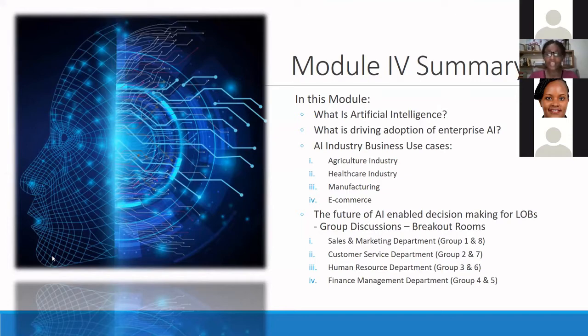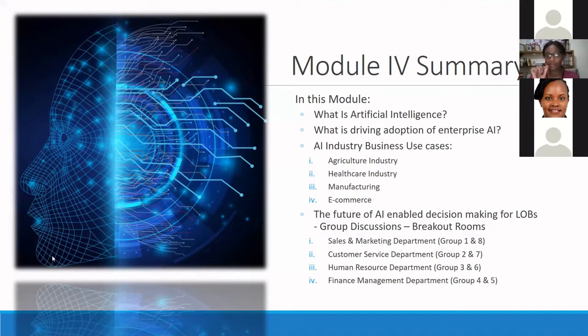And then at the very end of our conversation, we'll have group discussions in breakout rooms where we'll discuss, from your understanding, how artificial intelligence is enabling decision-making in lines of business such as sales and marketing, the customer service department, human resources, and also the financial management department.